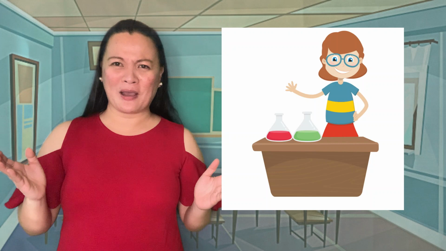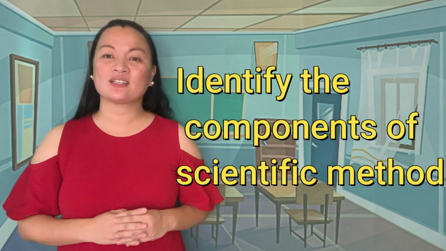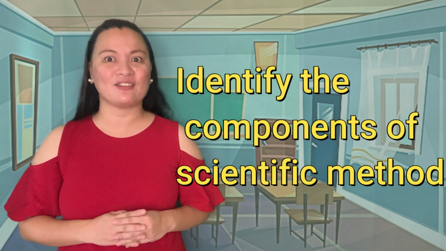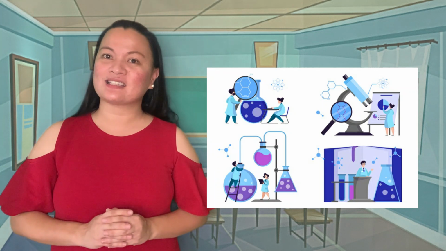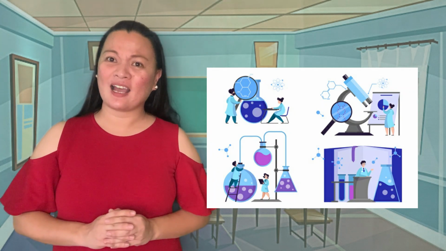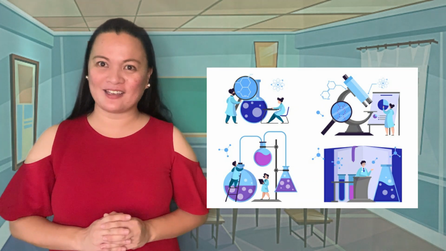Pero mga kabrainy, ano nga ba ang unang lesson natin sa grade 7 science? For our first lesson, it is the scientific ways of acquiring knowledge and solving problems. Yes, the goal or the objective for this lesson is to identify the components of scientific method. Iisa-isahin natin ano ba yung step-by-step process na sinusunod para sa isang simpleng investigation, para sa isang scientific experiment. Handa na ba kayo mga kabrainy? Tara, mag-start na tayo!